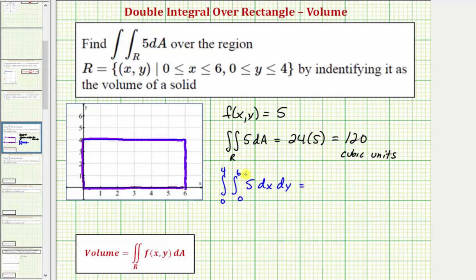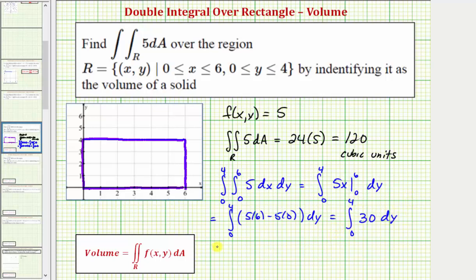And now we first integrate with respect to x. The integral of 5 with respect to x would be 5x, which we need to evaluate at 6, then 0, and then find the difference. And then we need to integrate with respect to y from 0 to 4. So we have the integral from 0 to 4 of 5 times 6 minus 5 times 0, which would give us the integral from 0 to 4 of 30 minus 0, or 30.